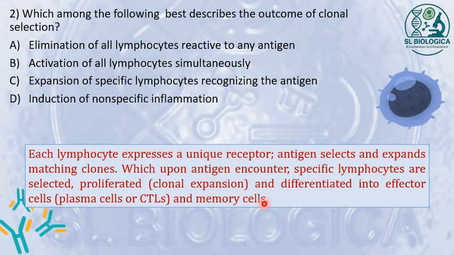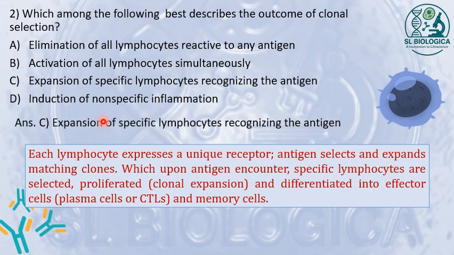So that is actually clonal selection. So our assumption should be correct. The correct answer should be option C, that is expansion of specific lymphocytes recognizing the antigen. Okay, the correct choice is option C.